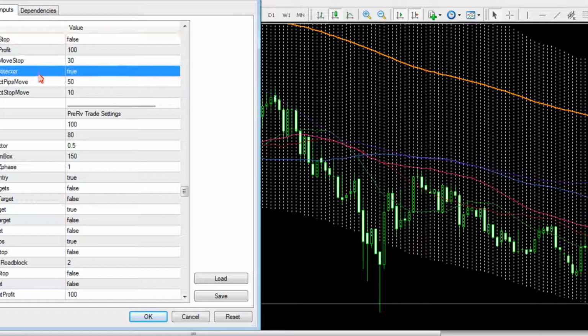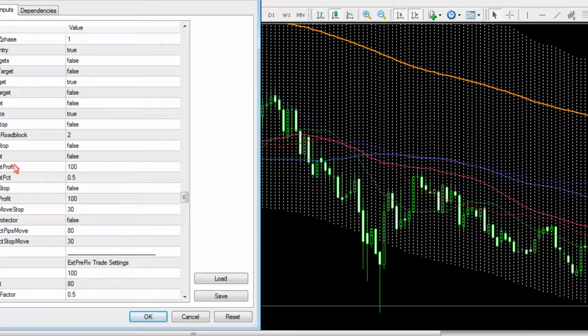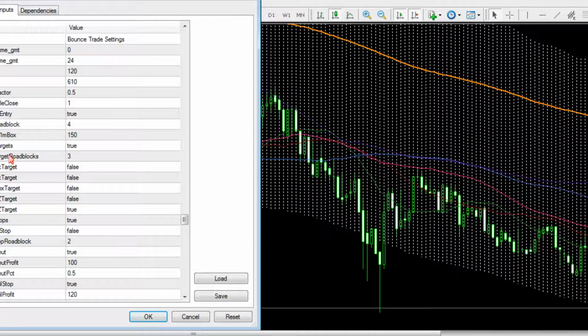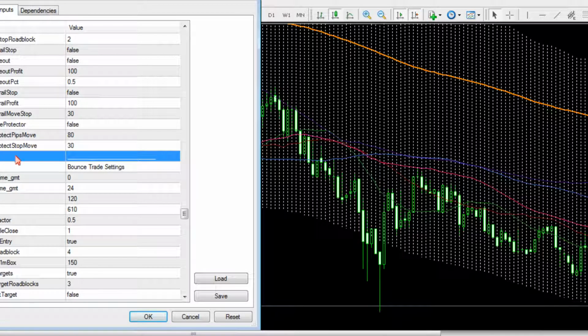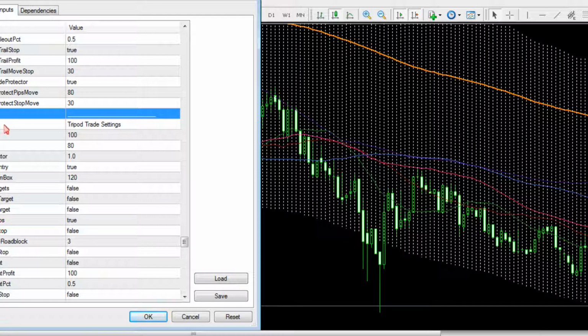So I personally don't like the pre-reversals, or the extended pre-reversal. The bounce, I think the bounce has to have an hour in it at the same level as the band shades. I'm not sure, but I think Sam has basically said please ignore the bounce and the bounce 15 setups for the moment. And I personally have got the tripods switched off. I think at the moment these settings are good to go.